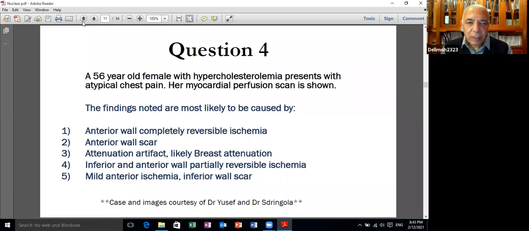The findings noted are most likely to be caused by: anterior wall completely reversible ischemia, anterior wall scar, attenuation artifact. She is a woman, so the attenuation might be the result of dense breast tissue, so breast attenuation, inferior and anterior wall partially reversible ischemia, mild anterior ischemia, and inferior wall scar. So let's go back to the pictures and see what's there.